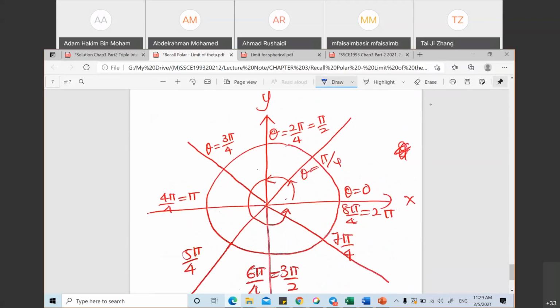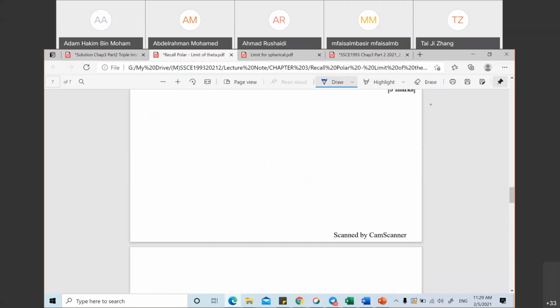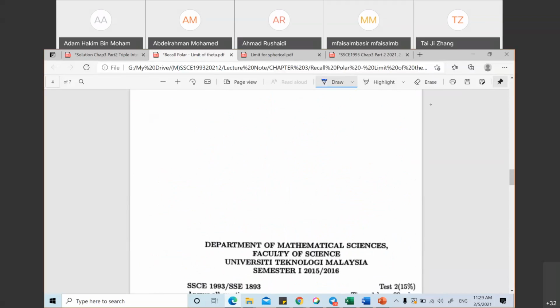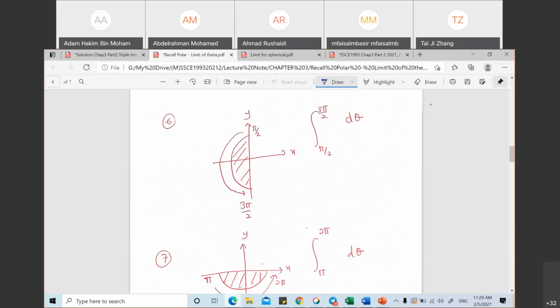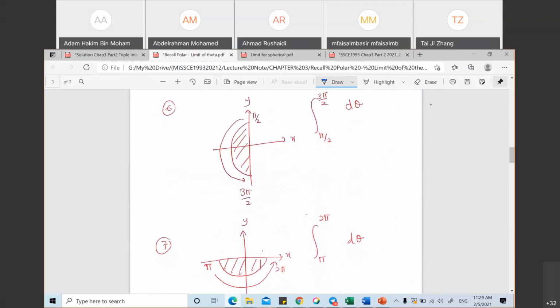Remember this. If I ask you to do a poster, make sure you include this, and some tips here. Any question before we move to cylindrical coordinates?